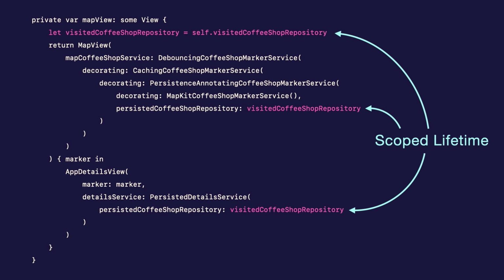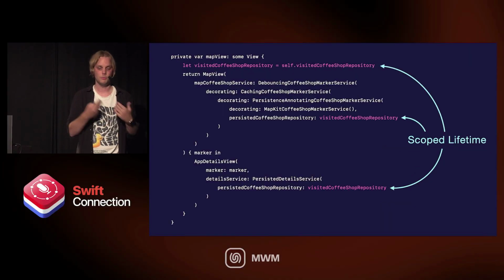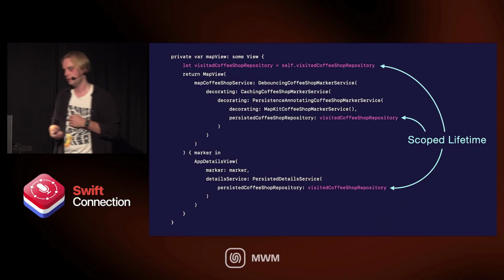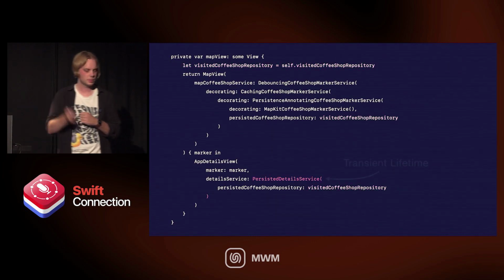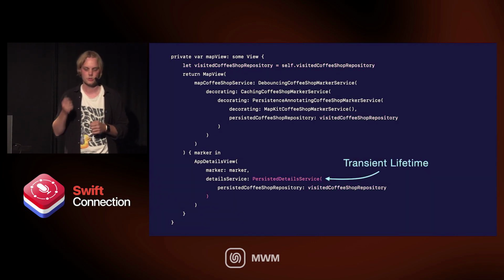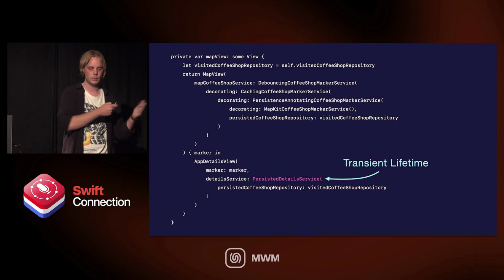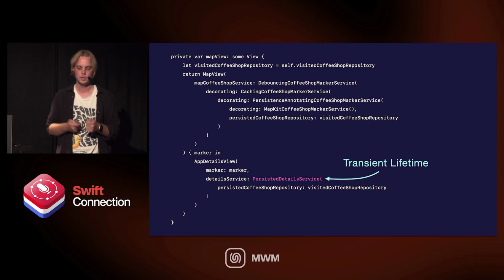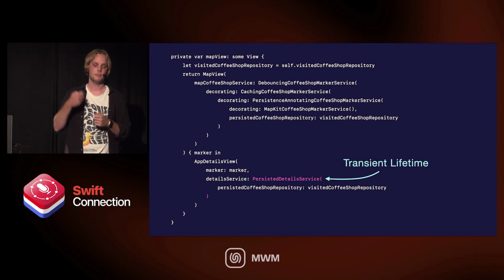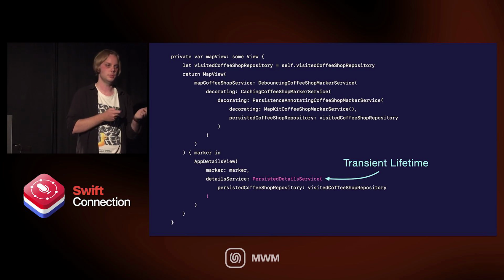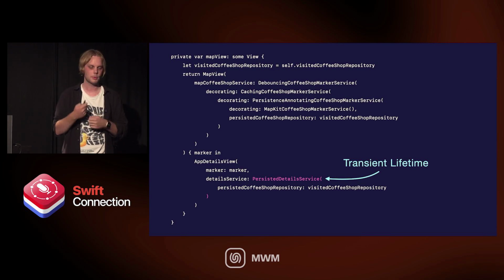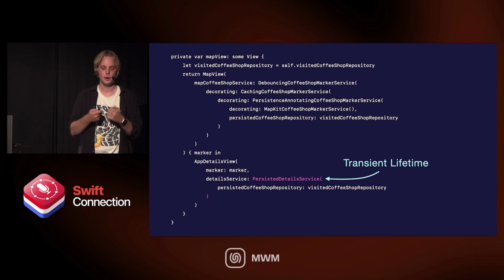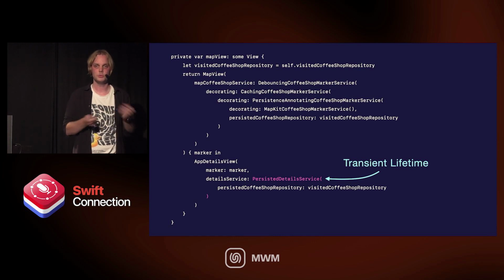But we might have multiple instances of this visited coffee shop repository and use it in different parts of the object graph. But when we share it in a part of the object graph, we have the scope lifetime. And then we'll just see our third and last lifetime, and that's the transient lifetime. We see several examples of this here, but I've highlighted one of them. The transient lifetime is when we create a dependency and just pass it to the consumer right away. So every time a consumer needs a particular type of dependency, we just create it and provide it. That's the transient lifetime.